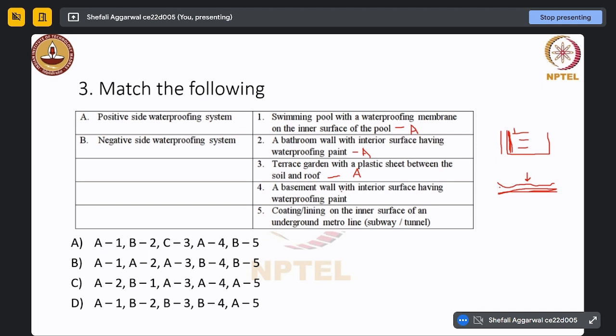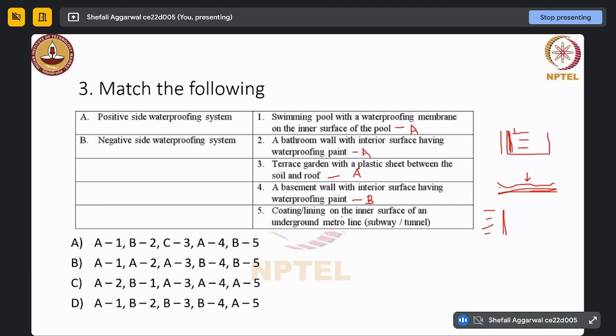Next is the basement wall with interior surface having waterproofing paint. So this will be a negative side waterproofing system. How? It is a basement wall and we are providing coating inside the basement wall and our water will be outside because of soil, right? The outside of the wall is soil, but we are providing our coating inside of the wall. So coating is provided after concrete, not in between concrete and water. So it will be a negative side waterproofing system.